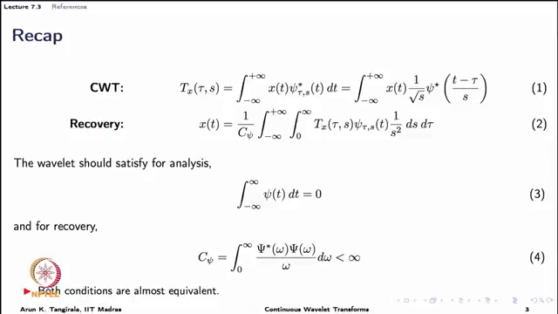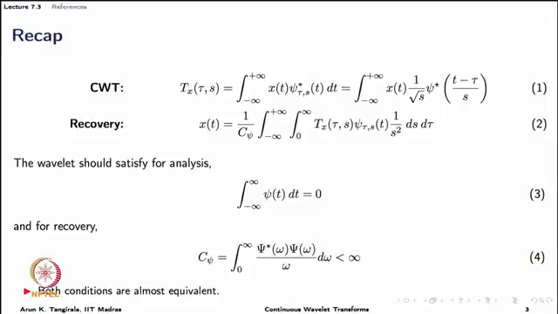So, just to recap, the theoretical definition of continuous wavelet transform as given in equation 1 here, you can recall from lecture 7.1. It is nothing but the transform of the signal with the wavelet at that scale and that location tau, or the translation parameter tau.